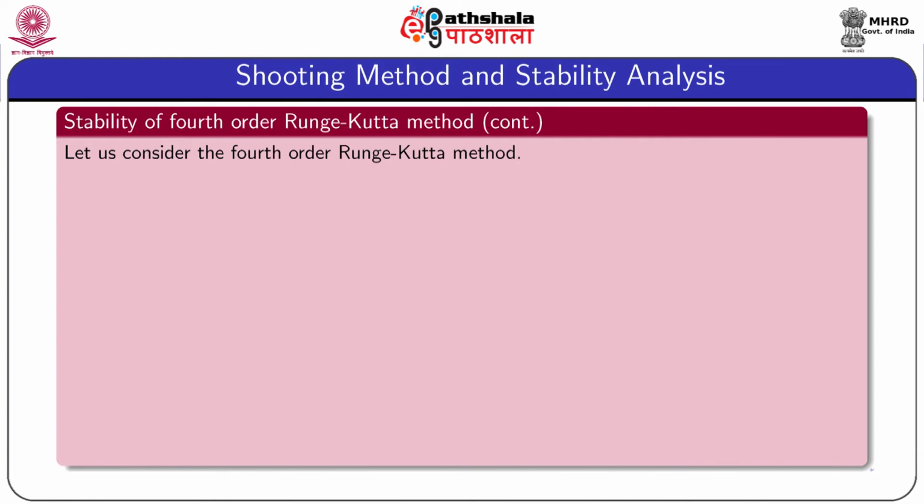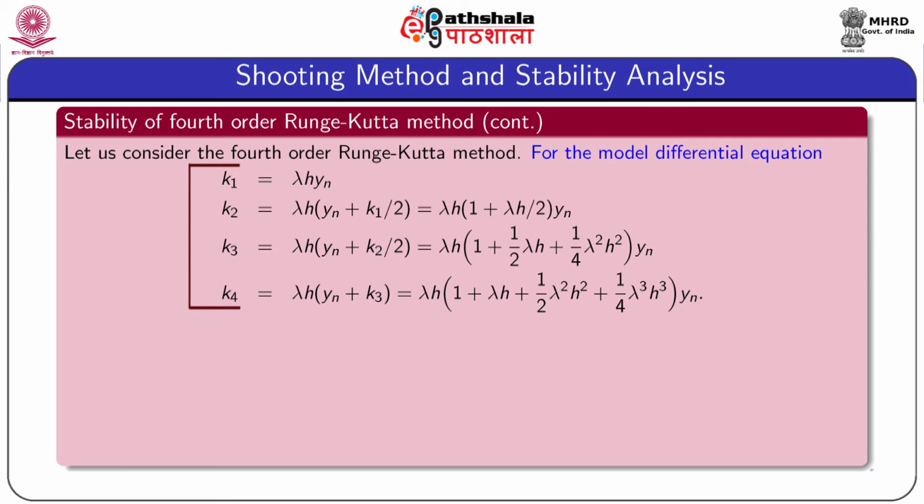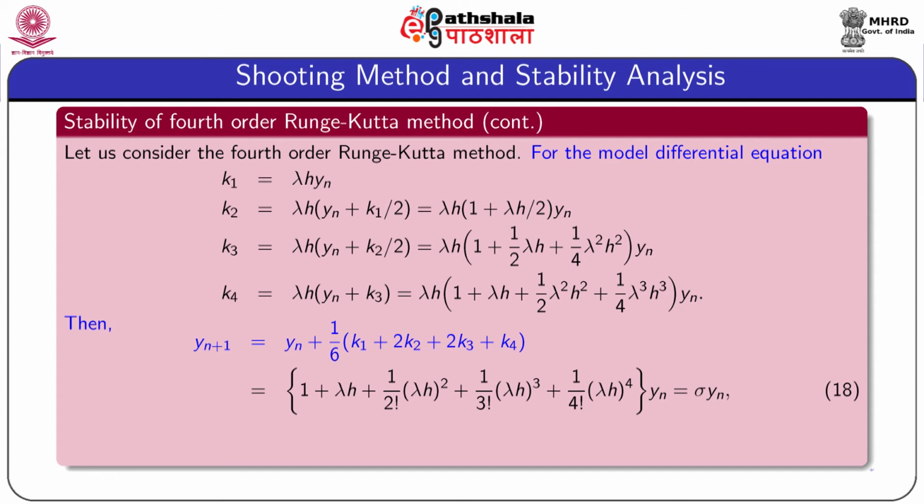Now we consider the fourth order Runge-Kutta method to analyze its stability. For the model differential equation, the values of k1, k2, k3 and k4 are calculated here, and using these values, the value of y n plus 1 is given by this expression. In this case, sigma equals a 4th degree polynomial, which is nothing but 1 plus lambda h plus 1 by factorial 2 lambda h to the power 2 plus 1 by factorial 3 lambda h to the power 3 plus 1 by factorial 4 lambda h whole to the power 4. So this is the expression for sigma, and for stability the absolute value of sigma must be less than or equal to 1.